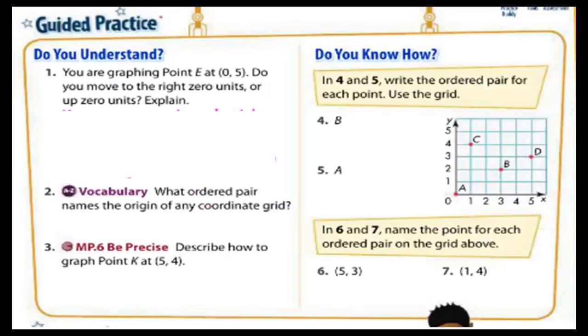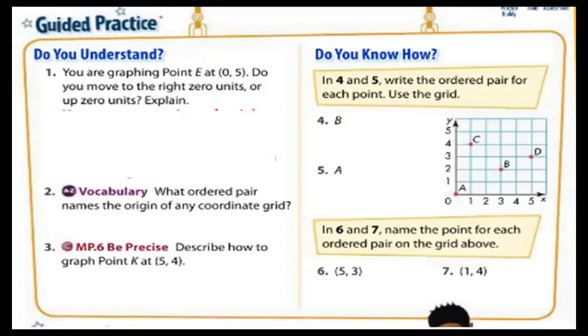Do you move to the right 0 units or up 0 units? Think. 0 units means you are not going to leave the axis. You will still be on the x, okay? So you are going to stop on x or on y. You are going to move right or up. This is what I'm asking for. Imagine that you have a grid with 2 axes and you have 0 on the first one, which is x, and 5 on the second one, which is y.